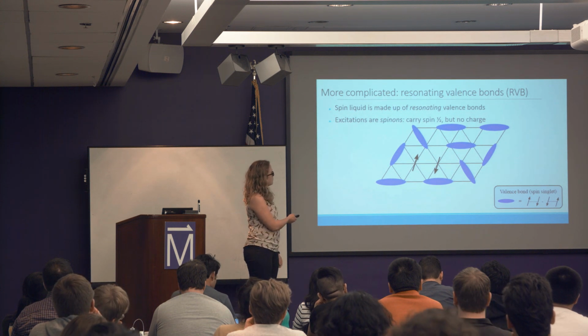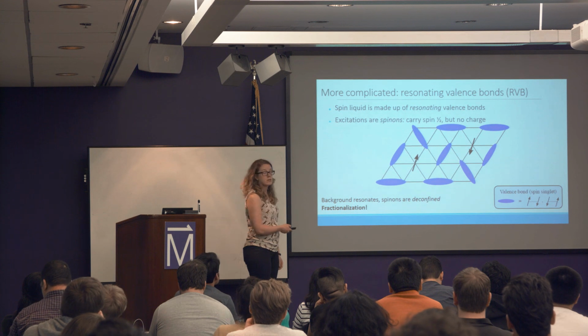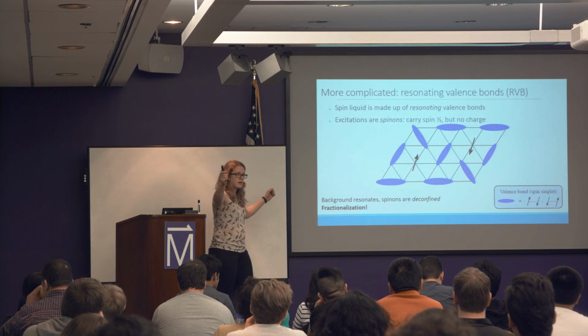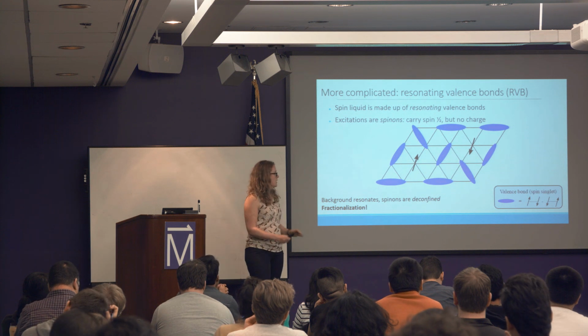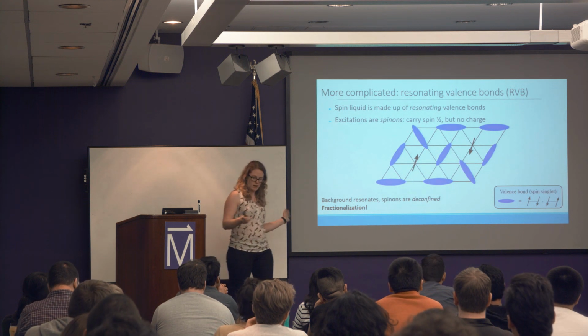And I can move them around just by resonating valence bonds, which costs me no energy. And I can do this again and again. And that lets me move my spinons apart. And we call these deconfined. And that gives me fractional excitations.